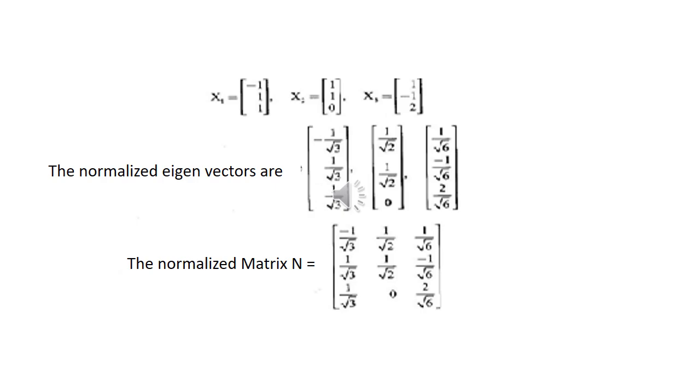So combining all these eigenvectors into a single matrix is called the normalized matrix N. Next we find N transpose, that is the transpose of the matrix N. Next we multiply A by N. Then we find N transpose A N. Then we get the diagonal matrix 1 0 0, 0 4 0, 0 0 4, which is the required matrix.